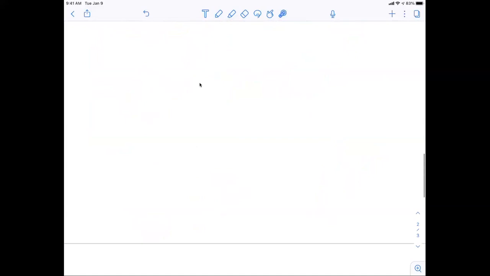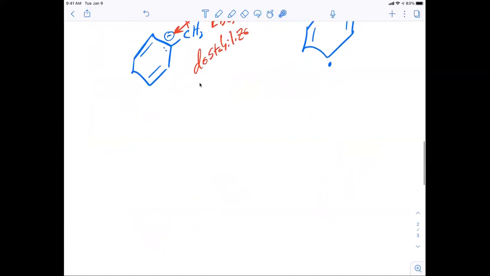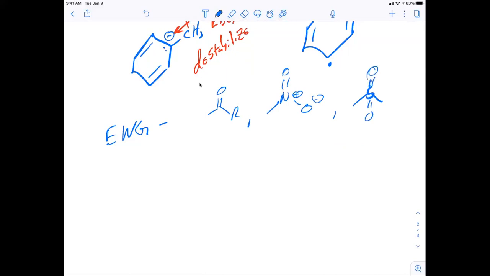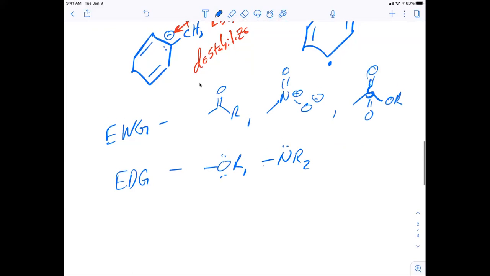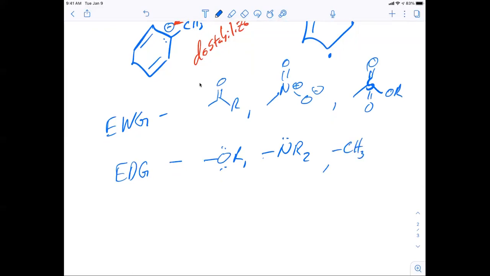So, and you'll see some today, but common electron withdrawing groups are your carbonyls, right? Your nitros. And then of course your carbonyls, that's a lot of different things, right? Your sulfonates, right? And then your electron donating groups are things like the lone pair R, the nitrogen has the lone pair, right? And then your alkyls, right?